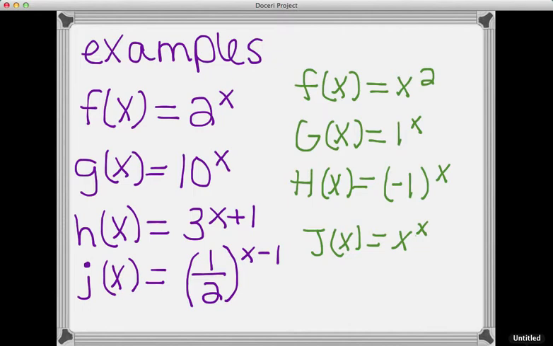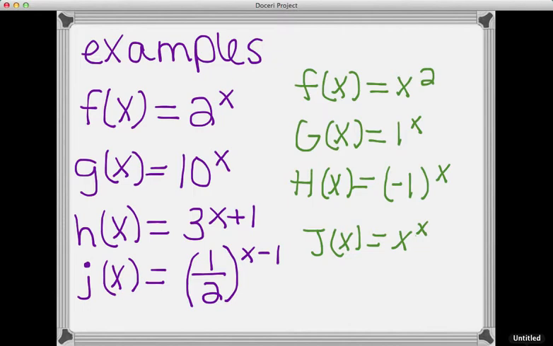h of x, 3 to the x power plus 1, would also be an exponential function because 3 is greater than 0 and not equal to 1, and it is a positive number. Now this last one, it is greater than 0 and it's not equal to 1, so it would also be an exponential function.